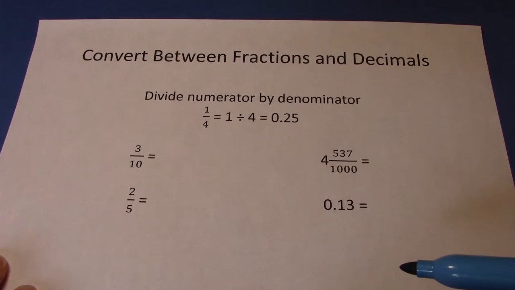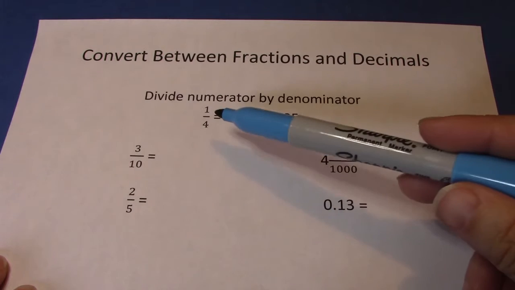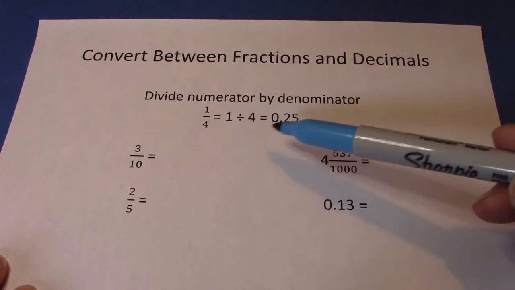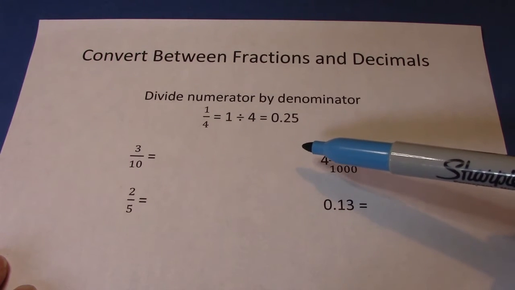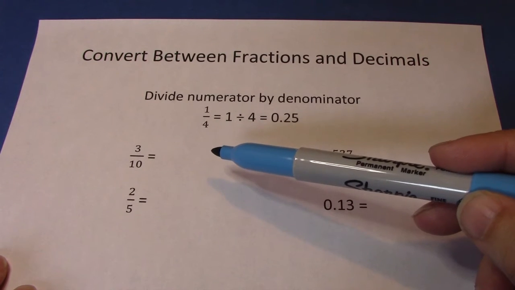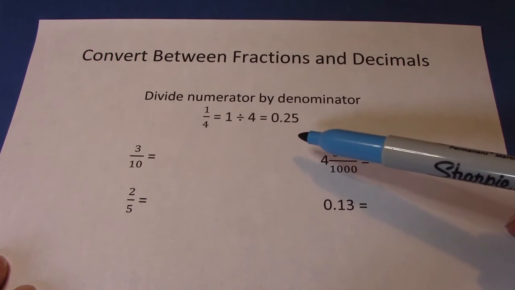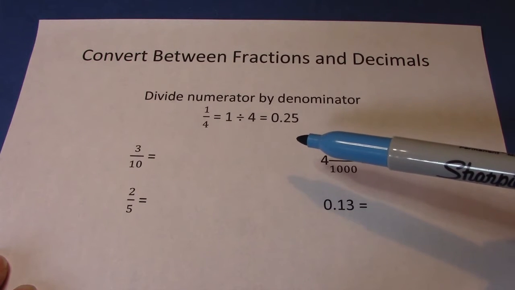To convert between fractions and decimals, remember that a fraction is really a way to show division, and that 1/4 is really 1 divided by 4. When we do that division, we find that that is 0.25 or 25 hundredths. And that method, dividing the numerator by the denominator, works to convert any fraction to a decimal. Some results may have a lot of decimal places, so we may round to a specific decimal place.